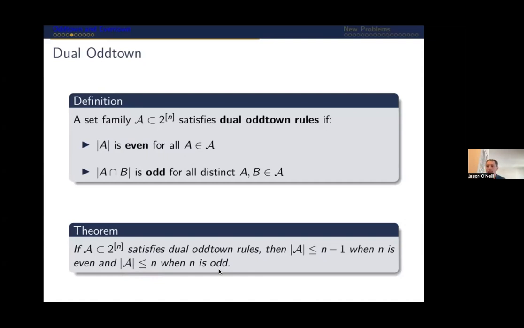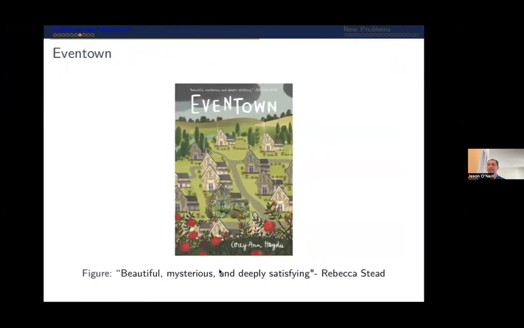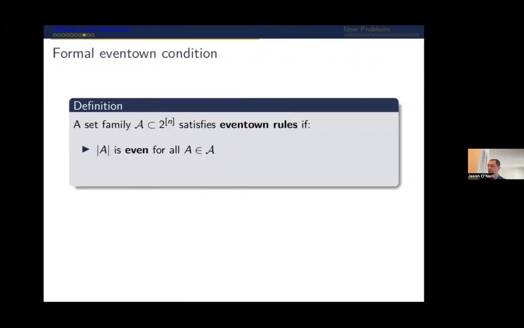Okay, so that's oddtown. It's a nice story. In the talk, we talked about eventown, and that's also a very nice story. Rebecca Stead said it is beautiful, mysterious, and deeply satisfying. I think she was referring to this children's book here. But the eventown that we care about with set systems, I would argue, is also beautiful, mysterious, and deeply satisfying. So let's take a look at it. So in eventown, the sets have an even number of elements.